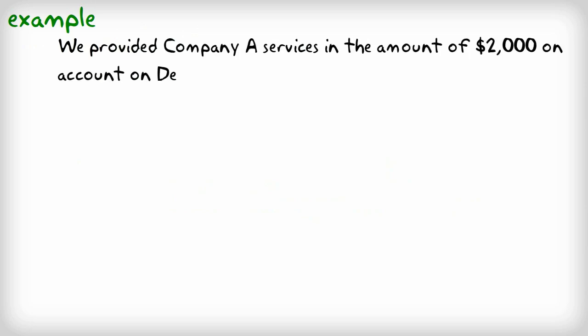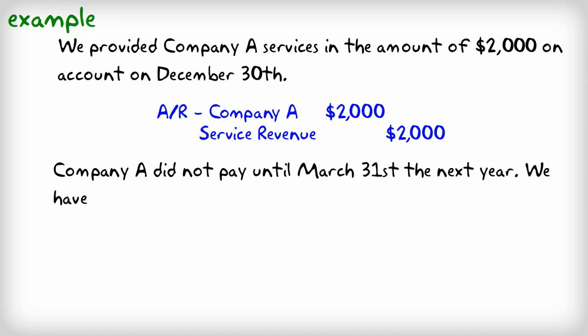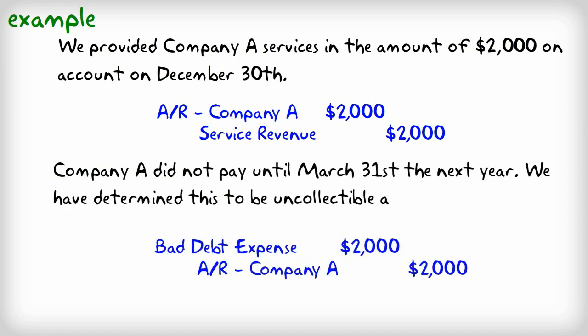We assume we have provided services to company A in the amount of $2,000 on December 30th. This is the journal entry when we have earned our revenue. Company A did not pay until March 31st the next year. We have determined that we cannot collect this account. This is how we wrote it off.